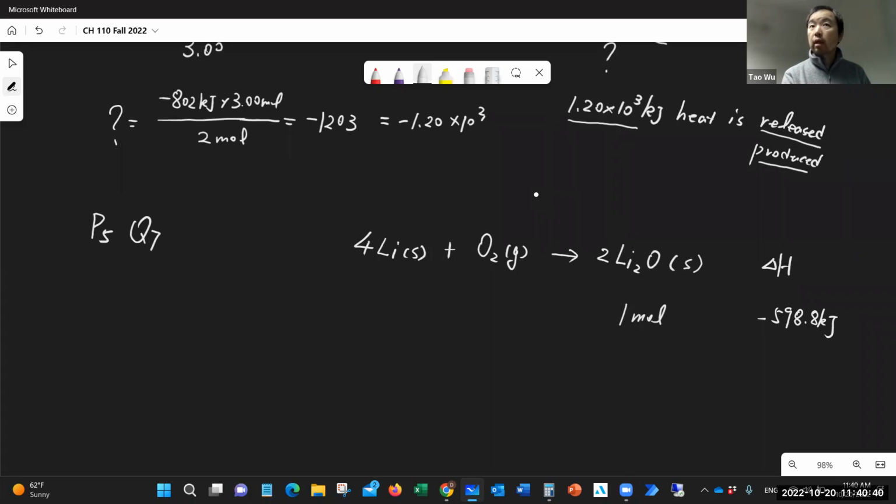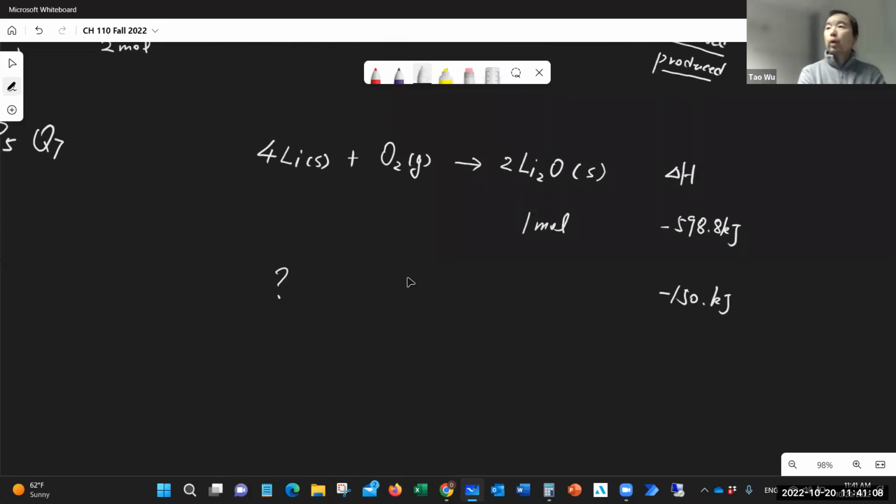Make sense? Okay. So now the question is asking how much lithium we need to use if we produce 150 kilojoules of heat. The question is asking for lithium. Then what do we do? Well, the easiest way is first you need to change the conversion a little bit.